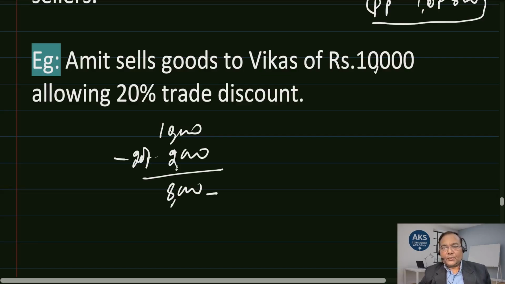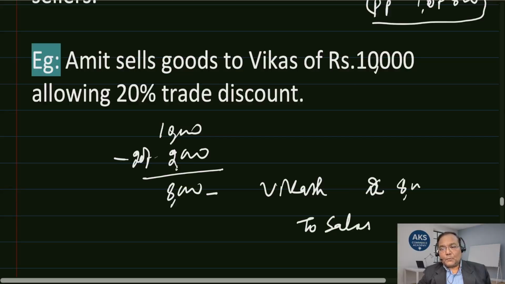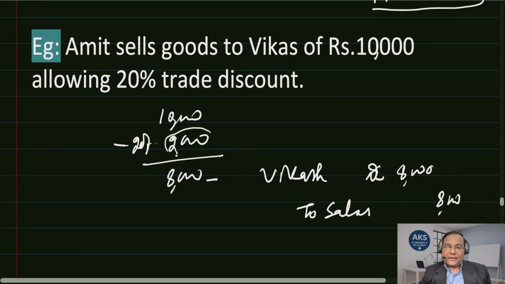So when we are selling goods to Vikas, Vikas will be debited, and sales credited, by only 8,000. So there is no mention of the 2,000 rupees. So this is 8,000. I hope this is clear. In the invoice, there will be deduction of this 2,000 from the list price, and the actual selling price happens to be 8,000.